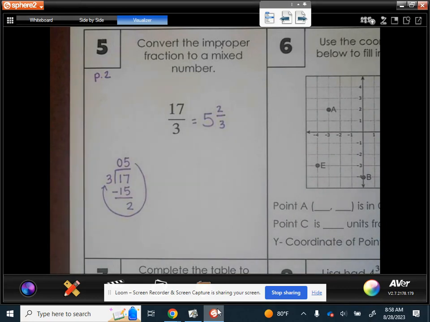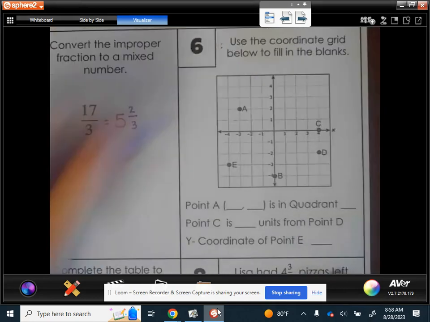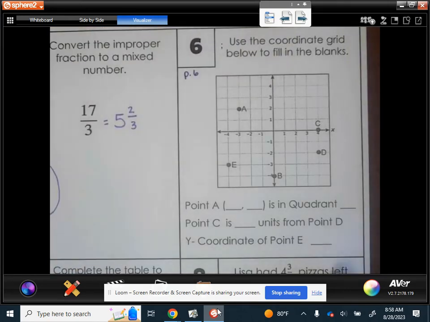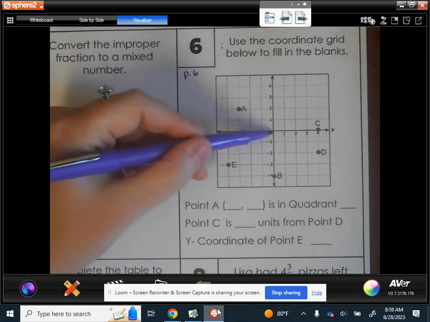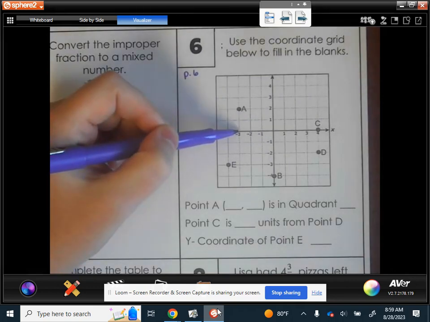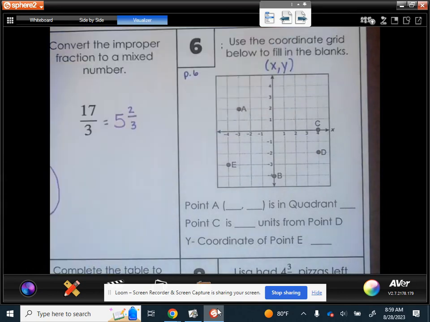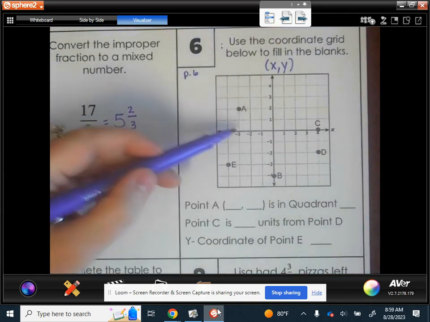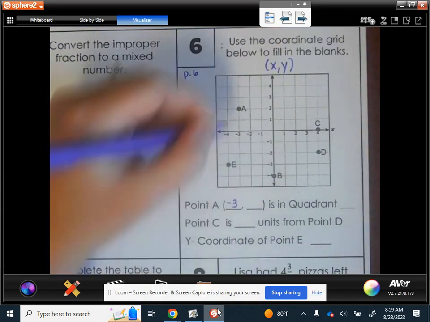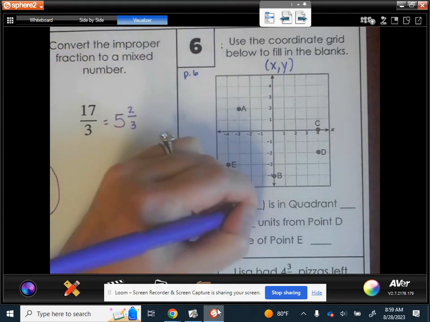Okay, up next we have coordinate graphing. You can find coordinate graphing in your notebook on page 6. And they're asking us a lot of stuff. So they're asking us what the coordinates of point A would be. So we go over to negative 3. Remember, it's always x, comma, y. So we have to use the x coordinate first. That's negative 3. Then it goes up to positive 2.